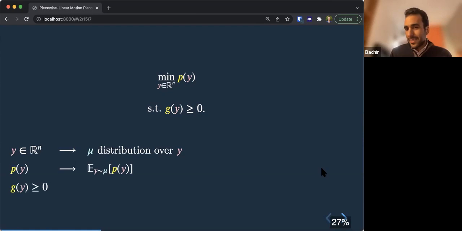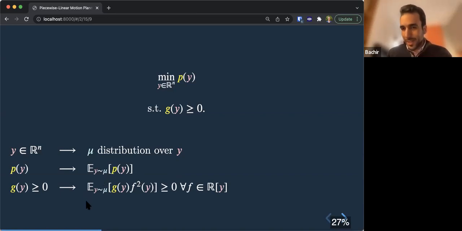Now, how about the constraint g of y non-negative? I'm going to replace that with this complicated looking constraint. So let's parse it together. What is this saying? This is saying that I'm going to be looking at expectations, so an average again, of g of y, the function that was present in my constraint, and I'm going to multiply it by the square of a new polynomial function f. So you really should think of f as a test function. I take a test function, I square it, so I get something non-negative. I multiply it with my function g of y, and I look at the average, and I ask for this big quantity to be non-negative. So I take a test function, I multiply by my function g of y, I look at the average, and I want that to be non-negative. So I'm going to be replacing this non-negativity constraint with the fact that this average is non-negative for all test functions.